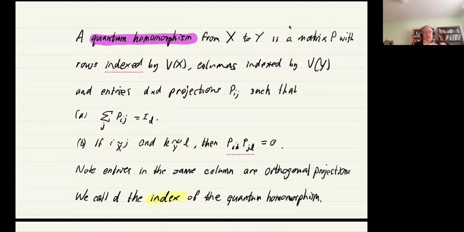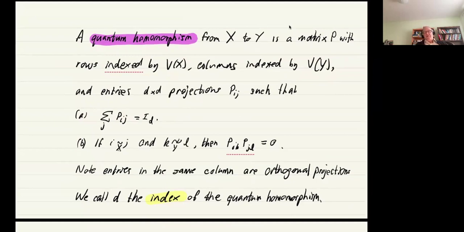So now for the highlight, I guess, a quantum homomorphism from X to Y is a matrix with rows indexed by the vertices of X, columns indexed by the vertices of Y, and entries are D by D projections P_ij. I hope I got that right. So the condition is that the sum of the projections in a row is the identity.